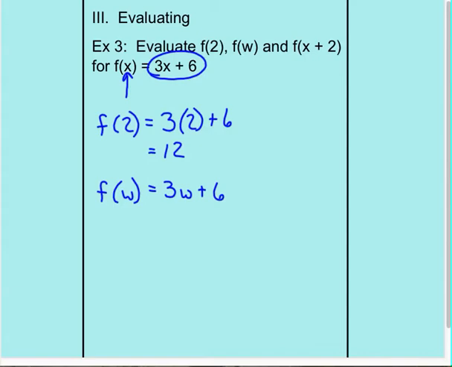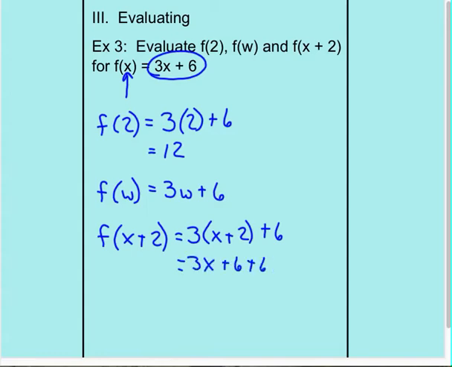Last example, f of x plus 2. Again, notice the x was replaced with x plus 2. So over on the other side of the equal sign, I'm going to replace my x with x plus 2. Simplifying, by distributing, I get 3x plus 6, which gives me 3x plus 12. So when my domain is x plus 2, my range is 3x plus 12.